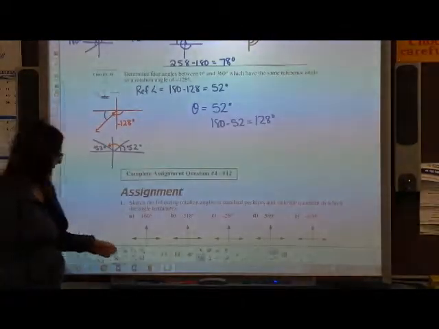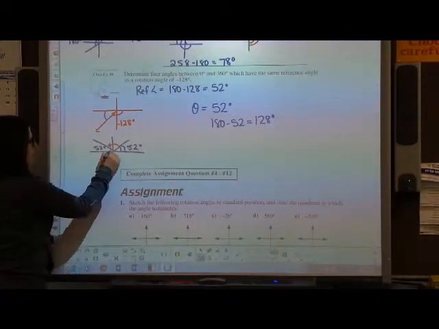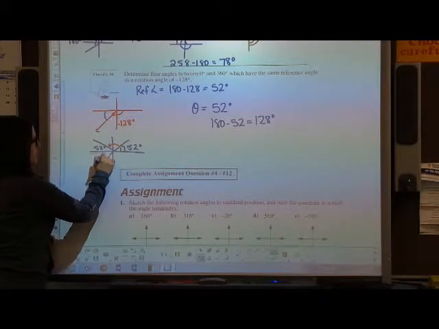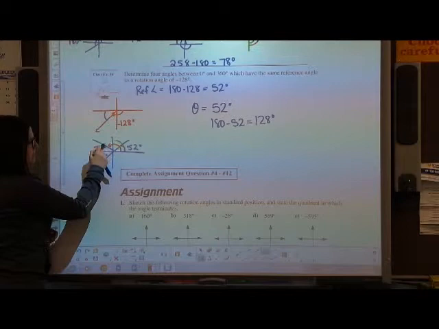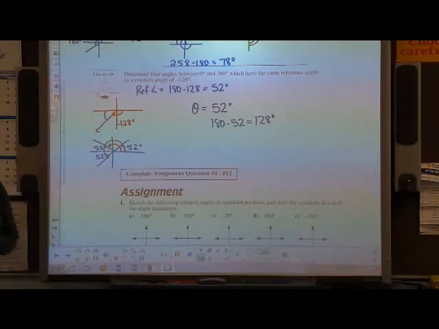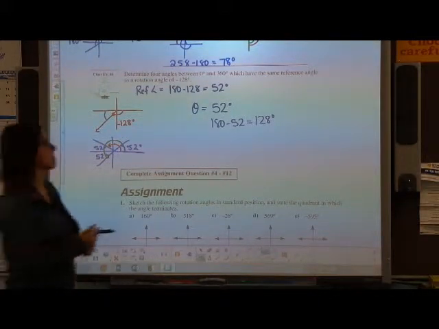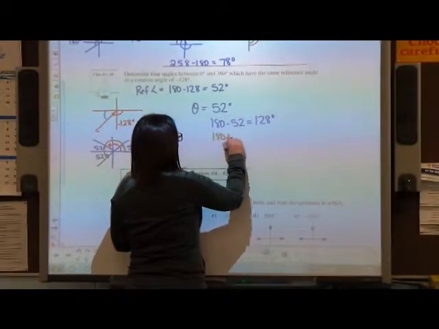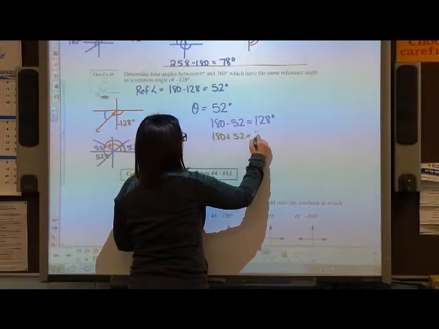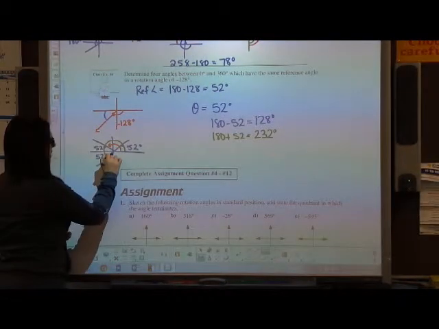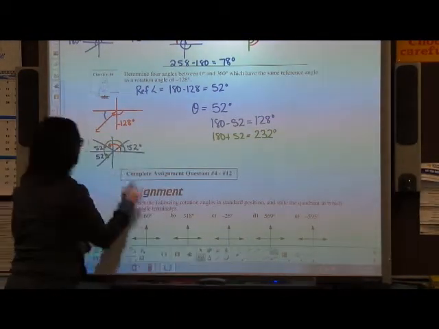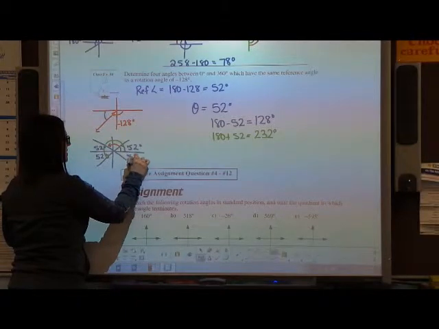Okay. And then in the third quadrant, I draw my reference angle of 52 degrees. So my rotation would be the part that I drew in green. So how would I find out that rotational angle? 180 plus 52. Good. Which gives me 232. And then I draw my final reference angle of 52 degrees.